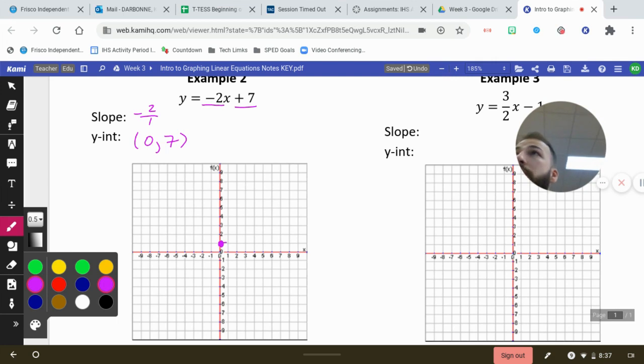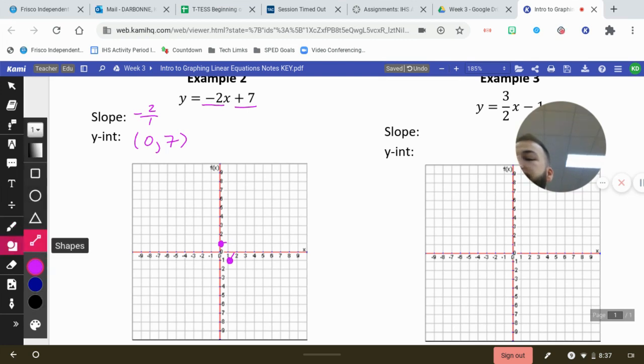Step 2, use the slope, rise over run. So I'm rising by -2, which means I'm going down by 2. So down 1, 2, and then to the right by 1. And this time I'm just going to do it with the 2 points, see if we can make it work still.